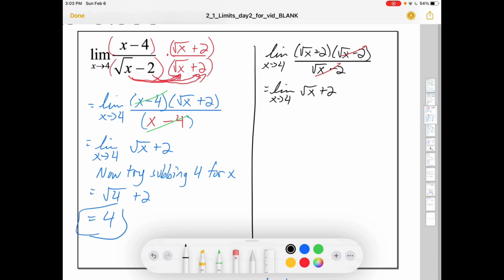Root x plus 2. Now we can sub in root 4 plus 2. Oh my gosh, that gives us 4. With less work. I think that that is more opaque. I think you're better off just using the conjugate stuff because we use conjugates all the time. But if you want to use this other approach, feel free.